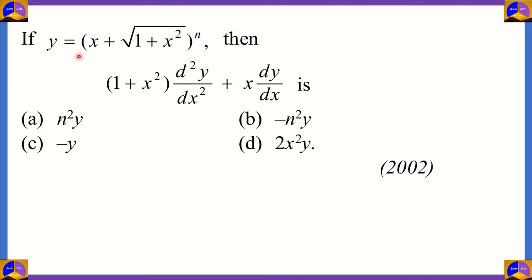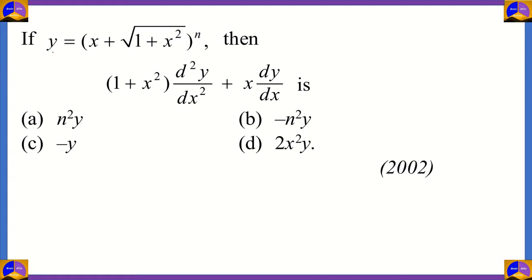So here it's given that y equals (x plus under root of 1 plus x squared), the whole raised to n. Then find out the value of the expression (1 plus x squared) times d squared y by dx squared plus x times dy by dx is equal to what expression? So you need to find out the expression which is equal to the given one. So how do we solve this question?